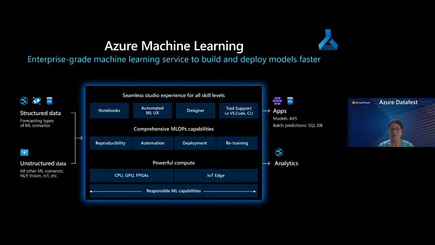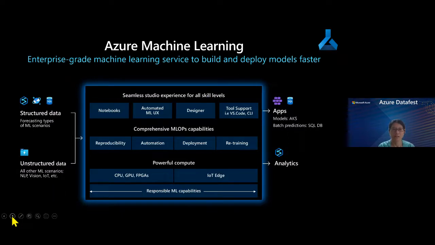Of course, if you'd like to use Visual Studio Code or the command line, you can definitely use that. Besides that, obviously we have comprehensive MLOps capability. We can reproduce, automate, and deploy things like that. Like I said, we can retrain when you notice data drift. And of course, they are all supported by the powerful compute that you need to train and run those models. GPUs are definitely supported for machine learning models here.